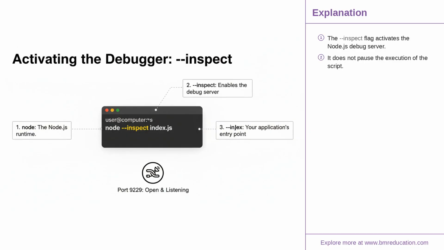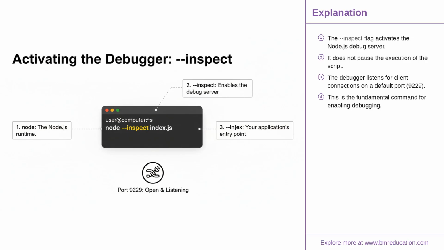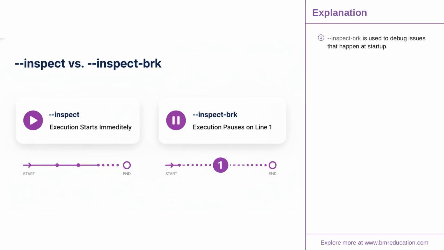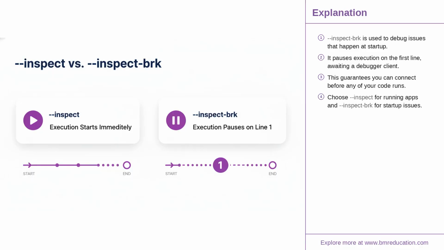To activate this debug server, we use a simple command line flag, --inspect. When you run node --inspect your-script.js, you're telling Node.js to start the application, but also to open a WebSocket server on a specific port, usually 9229, and listen for a client. Your code begins executing immediately, but the debugger is now active and ready for a client to connect and inspect it. But what if the bug occurs right at the start of your application?